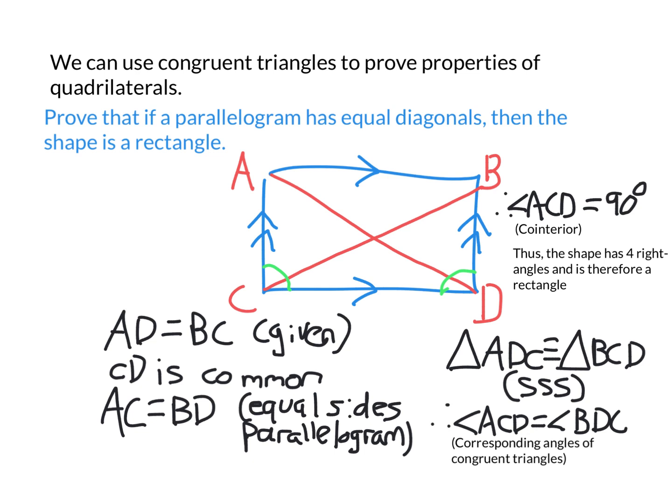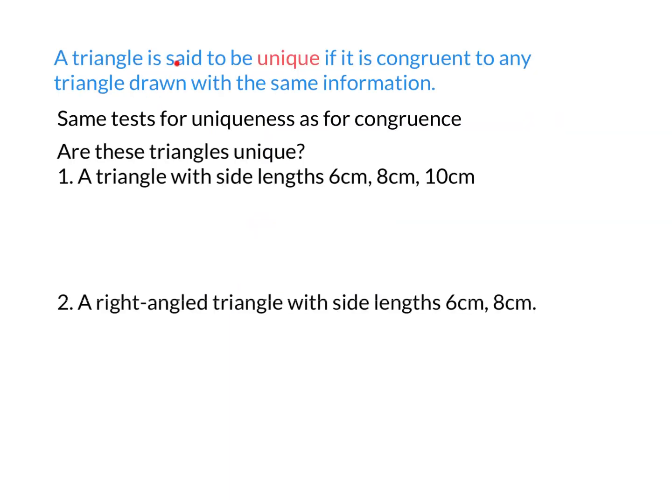All right, let's now take a quick look at unique triangles. So a triangle is said to be unique if it is congruent to any triangle drawn with the same information. We use the same test for uniqueness as for congruence. What does this all mean? Well, let's look at some examples.